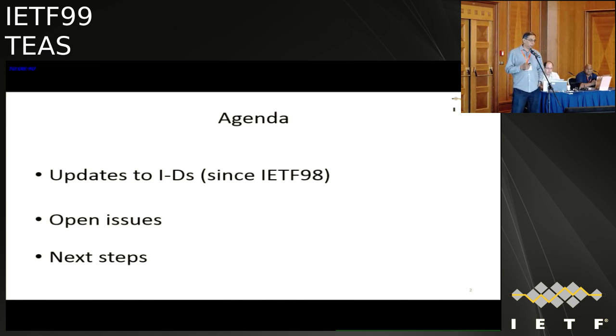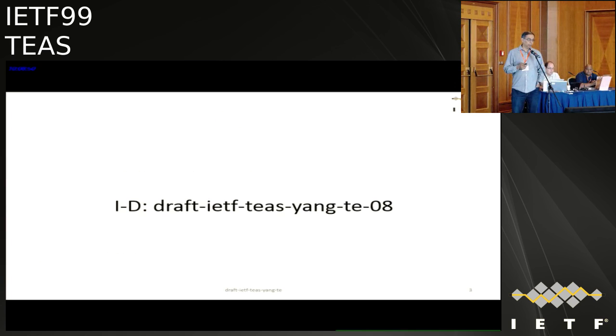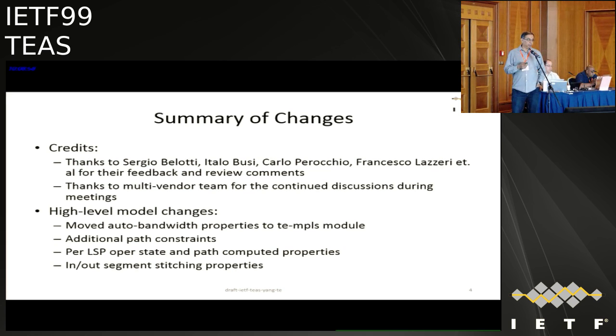The agenda is basically to provide an update since the last IETF, discuss some open issues and next steps. The first model is the TE Tunnel Model that we worked on. The summary of changes is as follows. There are auto bandwidth properties. It moved to the TE MPLS module. We have added additional path constraints like tiebreaker and optimization criteria.